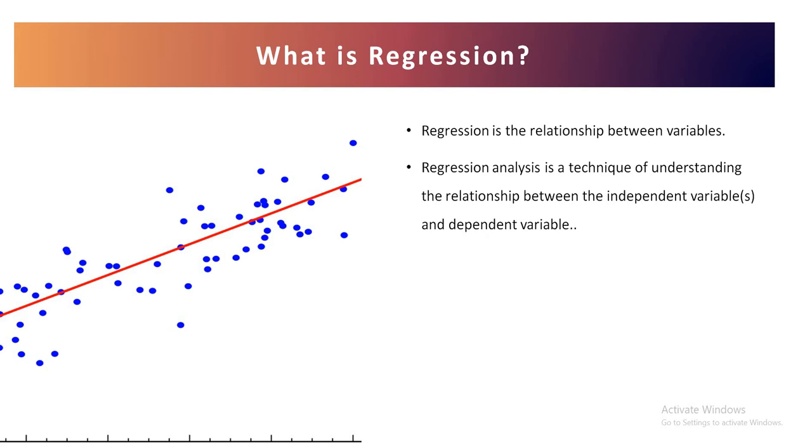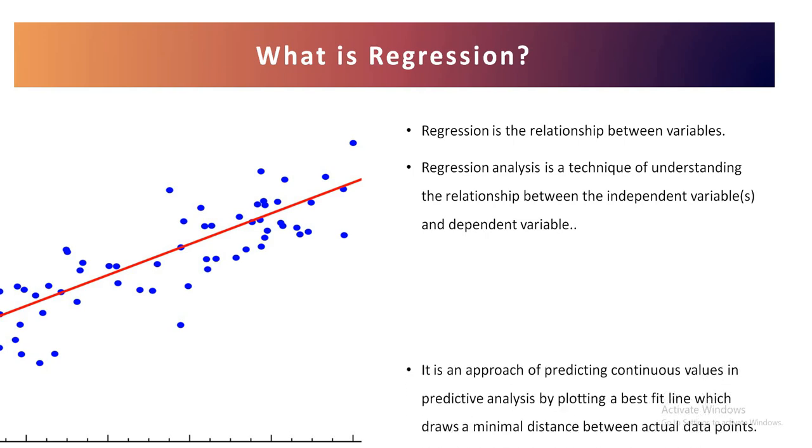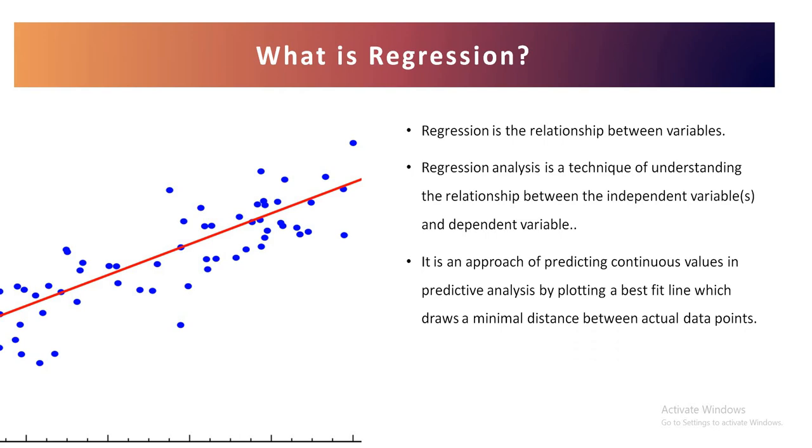In terms of that, we can say that regression analysis is a technique of understanding the relationship between independent and dependent variables. In my example, we can take height as our dependent variable and weight as our independent variable. Based on the weight, we can decide height, or based on the height, we can decide the weight. One of them we will take as the independent variable, and the other as the dependent variable.